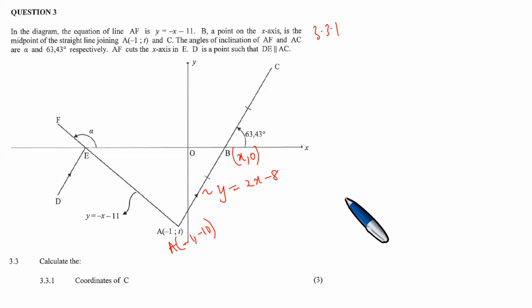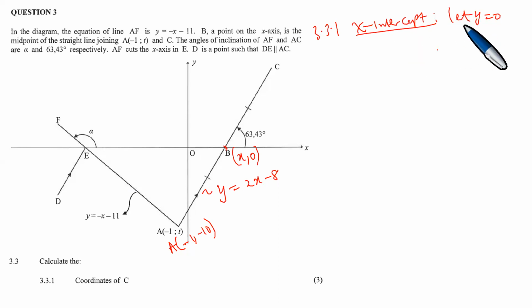So if the equation is actually 2x minus 8, what does it mean for us? It means a couple of things, but it means that we can, in this case, be in a position to find the intercept here. What is the intercept? So we need to find first the x-intercept. How do you find the x-intercept? You let y be 0.